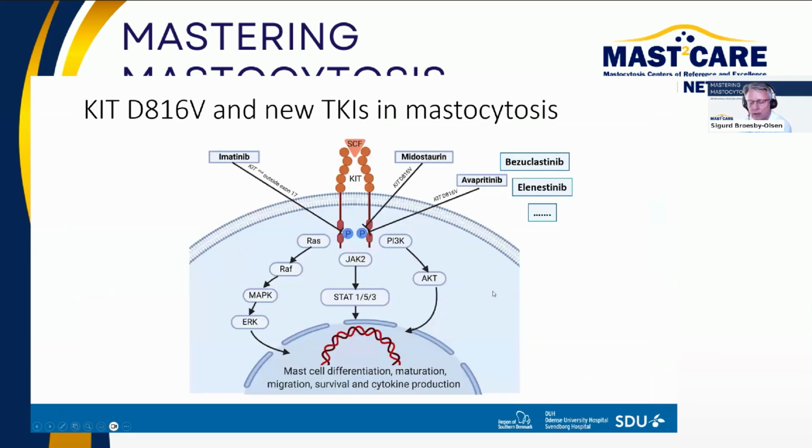And then finally, the KIT mutation is also the path, the way to a better understanding of how to treat mastocytosis. And we are far beyond imatinib, the old tyrosine kinase inhibitor without any effect on D816V. We have new KIT, or tyrosine kinase inhibitors coming up, so these are exciting times to be a doctor for these patients.